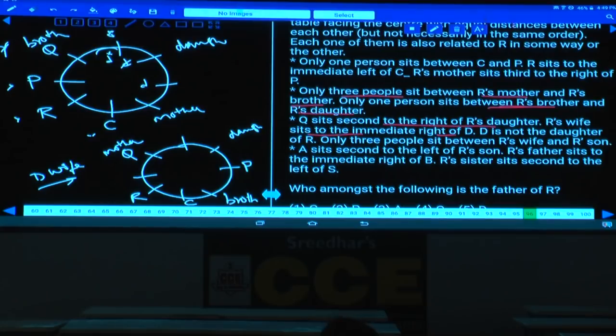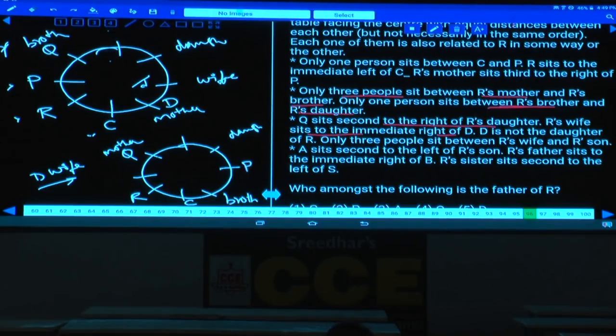If D is here, then wife and daughter are one and the same, that's also ruled out. Then what is the only possibility here? D is the mother. As D is the mother, then this person is the wife. R's wife sits to the immediate right of D, and D is what? D is not the daughter.